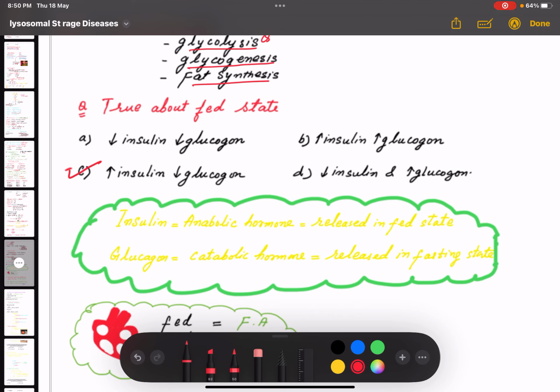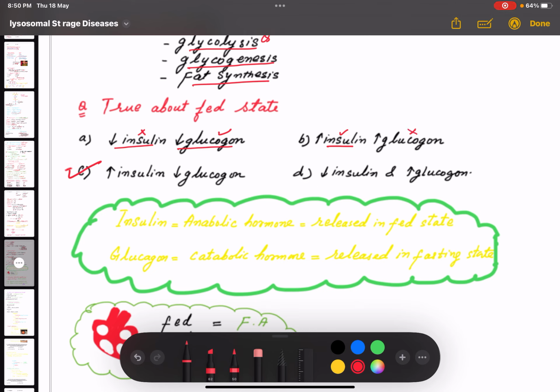Now let's see, guys. Decrease insulin, decrease glucagon? No, it's wrong. Decrease insulin is wrong, but decrease glucagon is right. Option B is increase insulin. I told you insulin is an anabolic hormone. Yes, it will increase. Increase glucagon? No, glucagon will decrease. Wrong.